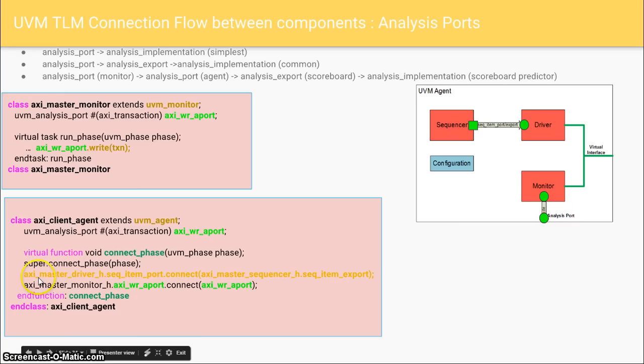So you can see that this is a default connection which is needed to connect the sequencer and driver in the agent, and after that you also need to connect the monitor analysis port to the agent analysis port. So AXI master monitor dot analysis port dot connect to the analysis port within this agent. So this connection is made in the agent.